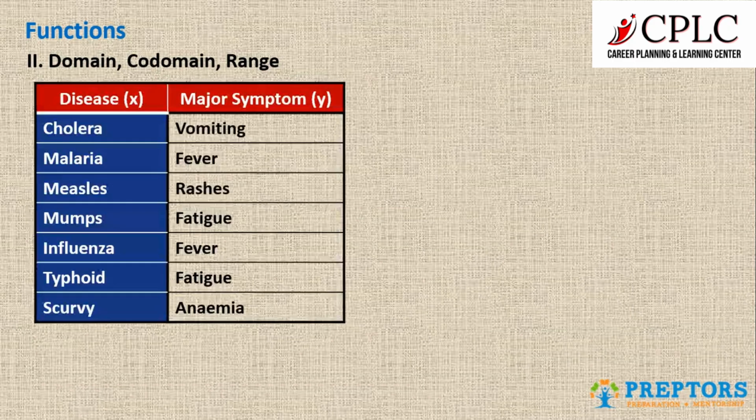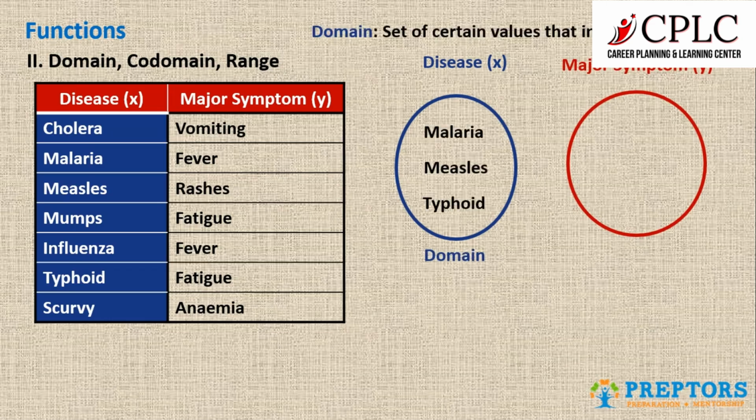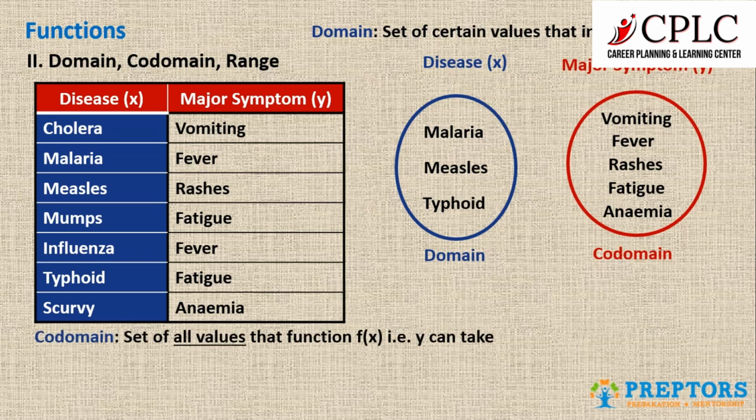One simple example they have given. Don't focus on that right now, the tabular form. Simply just remember the definitions because they are not very difficult. So the first one is domain. So domain are all the values of input. Domain is defined as the set of certain values that input x can take. Similarly, codomain is the set of all values that output y can take, as you can see at the bottom side of the slide. Set of all values that output y, f of x, can take. They are called codomain.